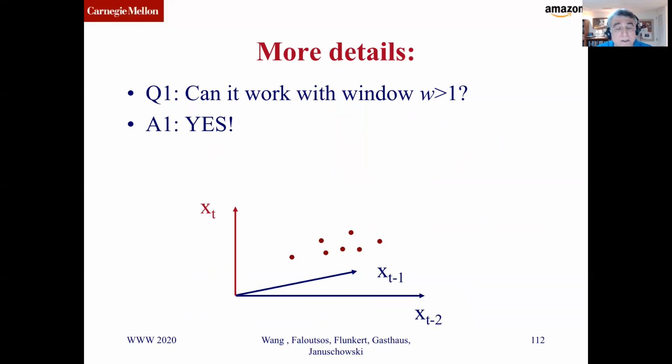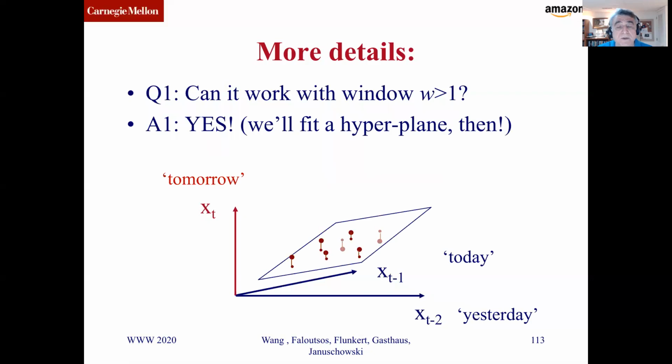This is geometrically very easy. Now we'll have, instead of points in two-dimensional space, points in three-dimensional space. We fit a plane for the day's temperatures: tomorrow, today, and yesterday. And then if we want to guess what will happen tomorrow, we do the same trick, move upwards and then left. And this is the guess.